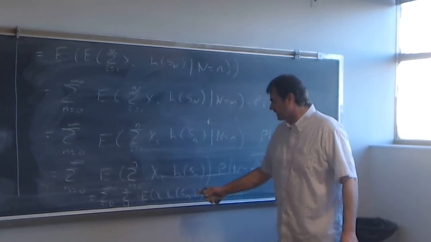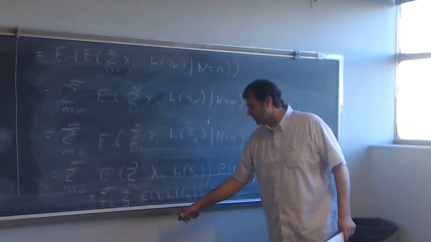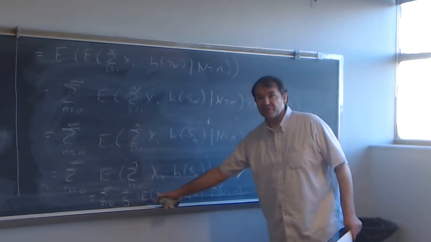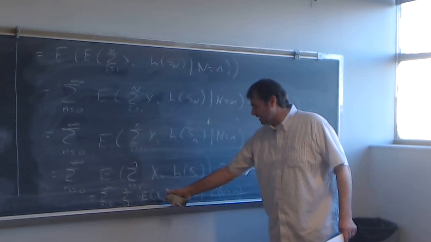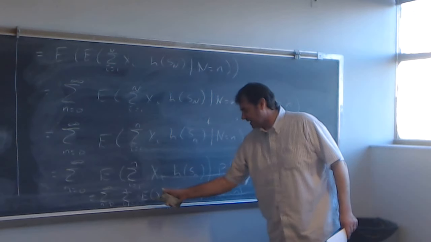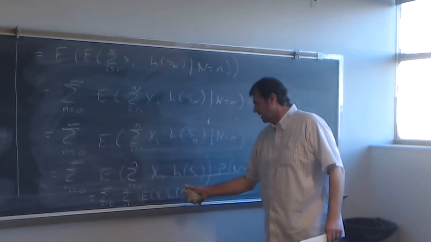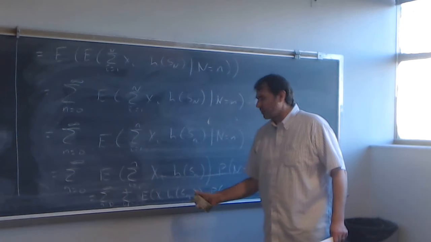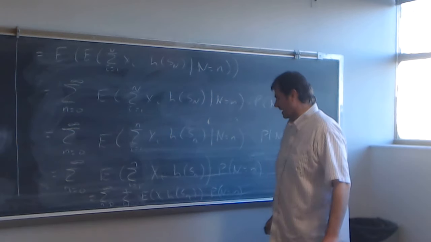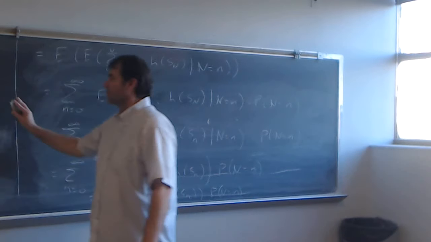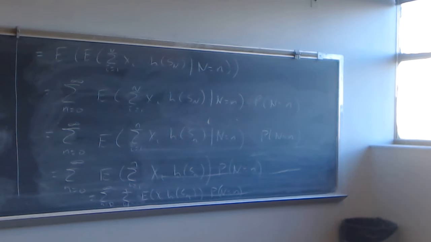Okay, and here's what I want to tell you. I'm going to show this, but the expected value of any of these indexes, x sub 1 or x sub 2, h of S of n, they're going to be the same because of the identically distributed nature and the independence here of x. So I'm going to show that.